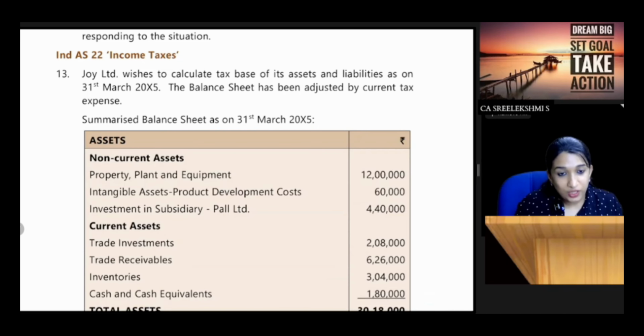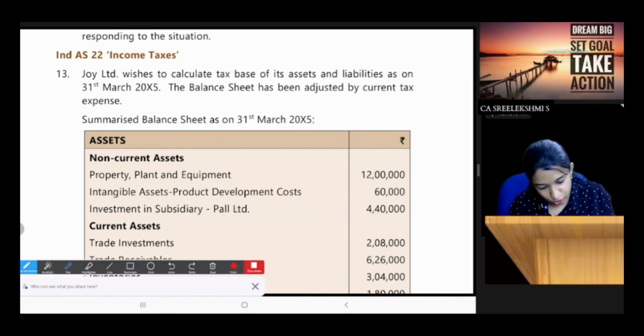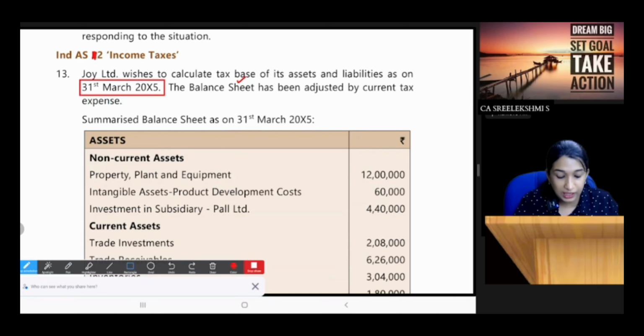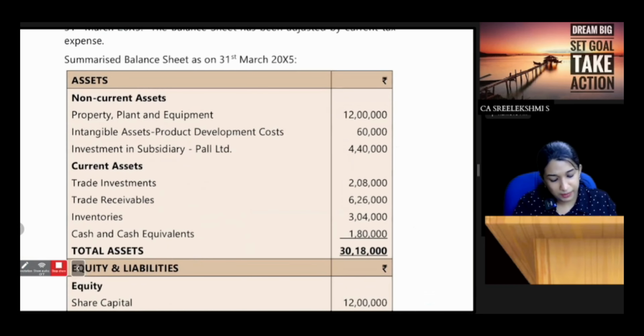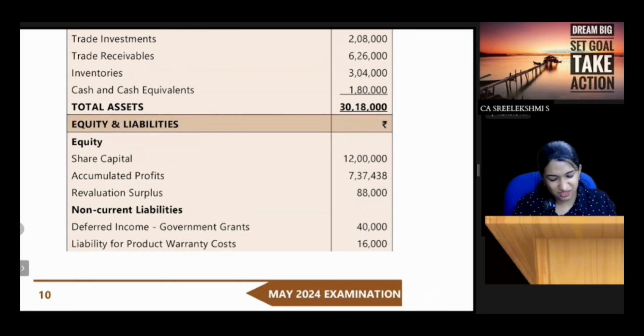Okay, let's do illustration 13. Ind AS 12 income taxes, or AS 22 accounting for taxes on income. Joy Limited wishes to calculate the tax base of its assets and liabilities as on 31st March 15. The balance sheet date is 31st March 15, adjusted by current tax expense. In the summarized balance sheet we have PPE, intangible assets, investments, trade receivables.